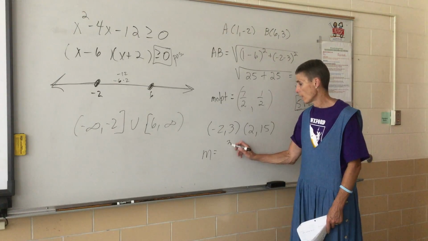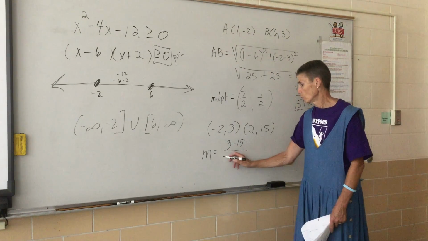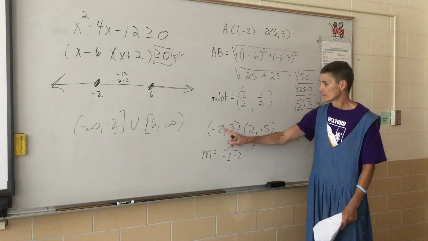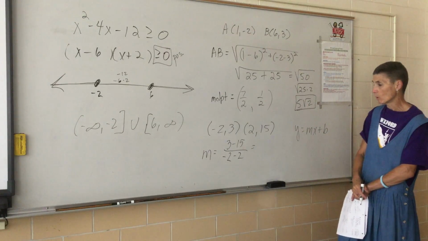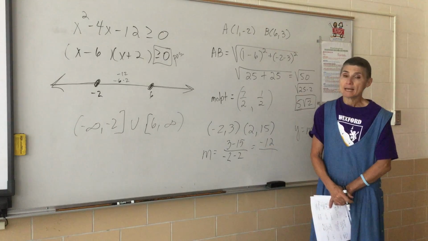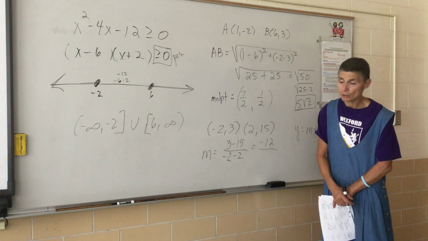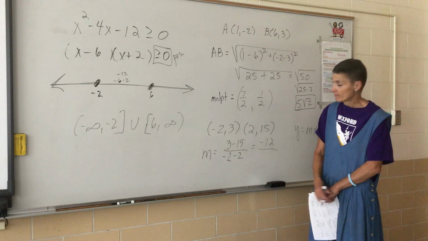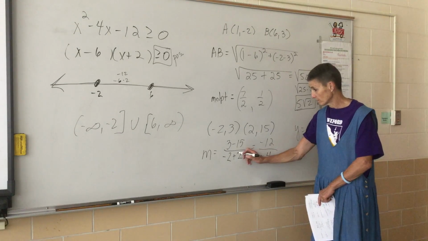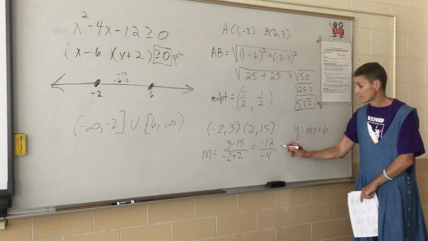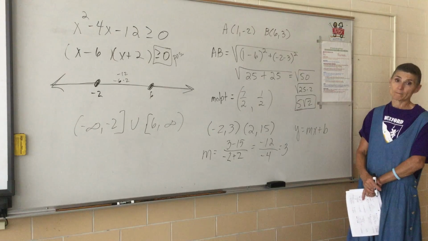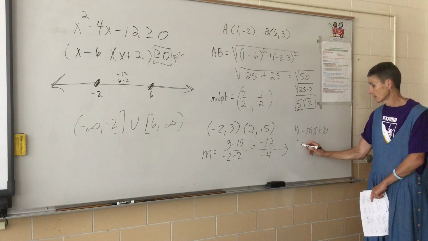My slope is y minus y over x minus x. So y minus y, x minus x. All right, here we go. 3 minus 15, -12. -2 minus 2. That is not 0. That's -2 plus a -2. That's -4. So my slope is 3. -12 over -4. So that goes here in my equation.